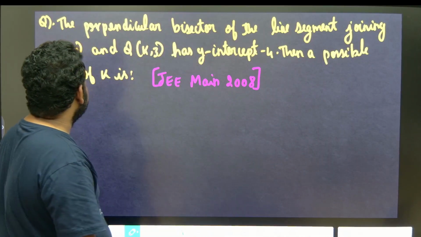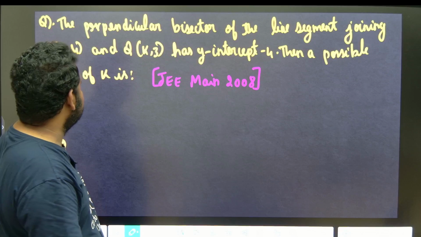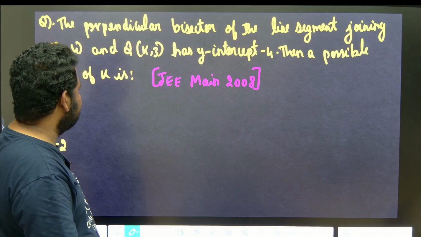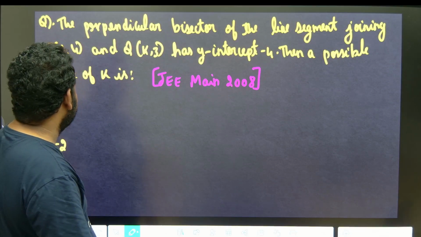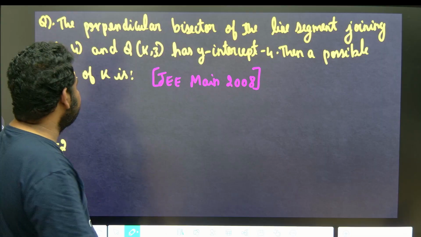So they are telling that the perpendicular bisector of the line segment joining the points P(1, 4) and Q(K, 3) has y-intercept minus 4. Then the possible value of K is.